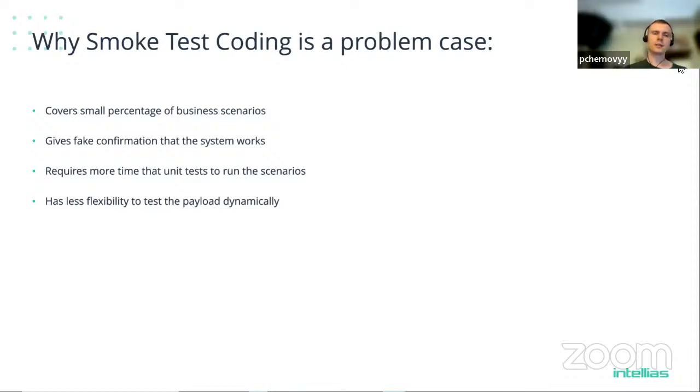It gives fake confirmations that the system works, right? Because we cannot test all the scenarios. It requires more time than the unit test to run the scenarios, because at least we need to provide the proper payload, boot up the system, right? If our system relies on other libraries or other systems, we need to boot them up locally as well. And that is why it is a problem. It lacks flexibility to test the payload dynamically, right?